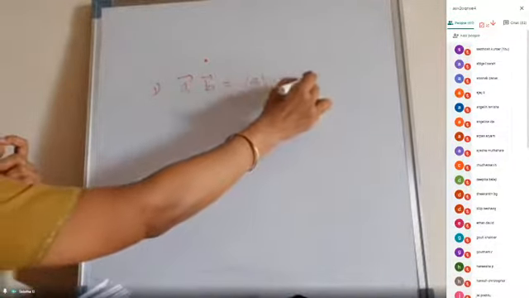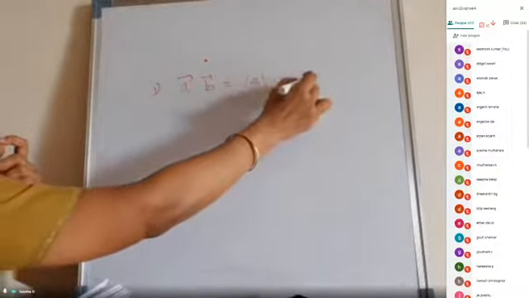What's the meaning of A dot B equal to 0? Either A is 0 or B is 0, or A and B are perpendicular. What about when A and B vectors are parallel? Their components are in proportion. Right? A1 by B1, A2 by B2, A3 by B3. They are in proportion.